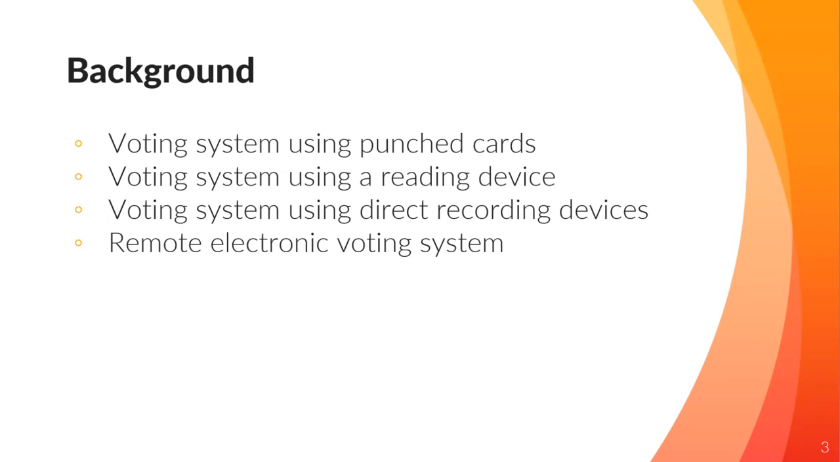Voting system using direct recording devices, which is similar to an ATM, with touch screens and a keyboard. The system registers the vote, and alternatively, another external device is used, such as a magnetic card reader. The voter interacts directly with the system. Remote electronic voting system, which is a system that allows you to vote from any device that is connected to the internet. So it's not necessary for the voter to attend a specific place to vote, since they can do so from their device.